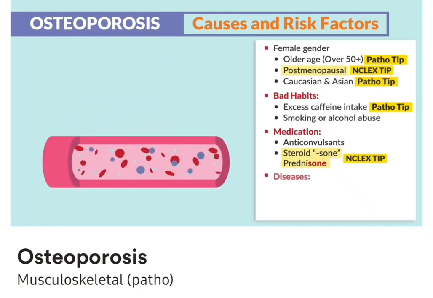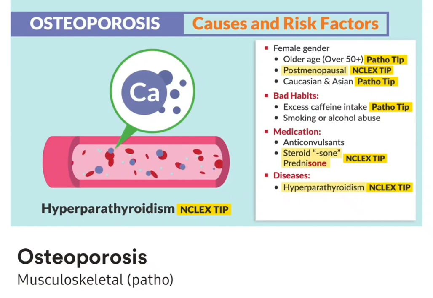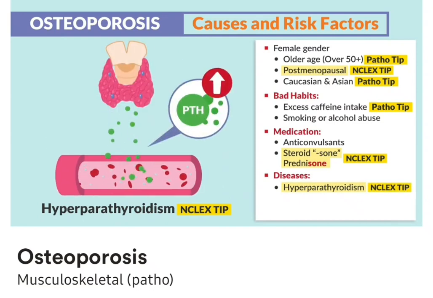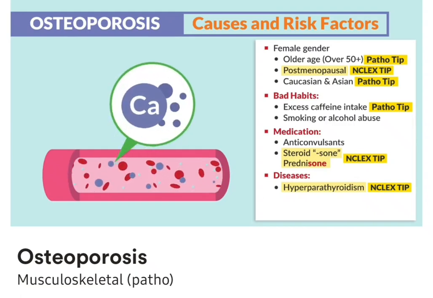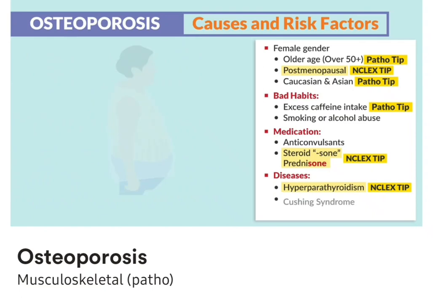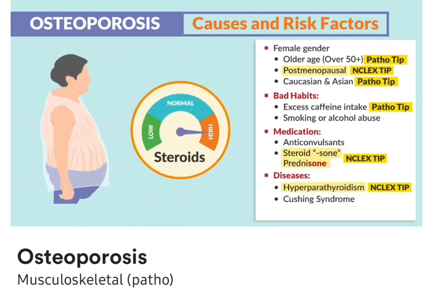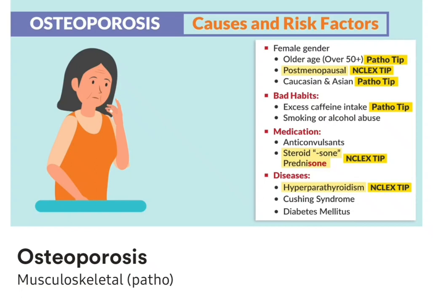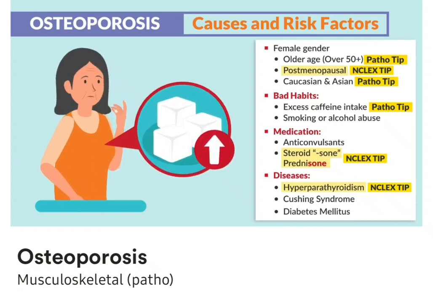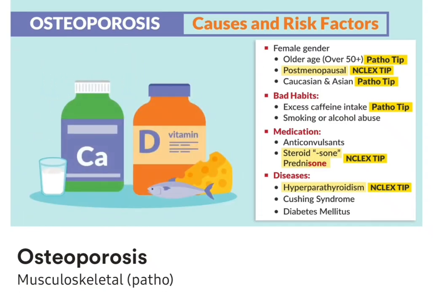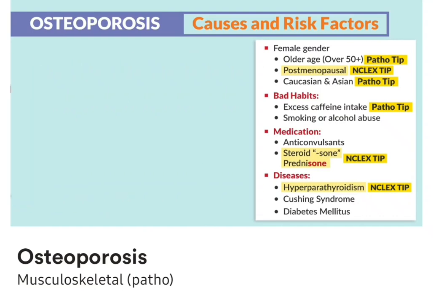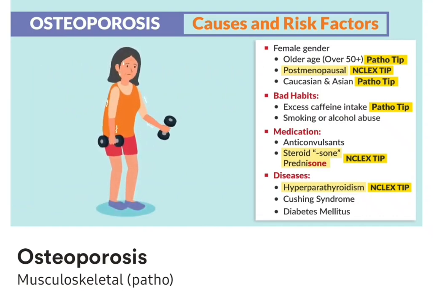Now another big NCLEX tip is for diseases like hyperparathyroidism, where we have an increase in PTH, the parathyroid hormone, which puts the calcium high in the blood. And Cushing's syndrome, we have a cushion of high steroids in the body, which decreases bone density, just like when taking prednisone. And diabetes mellitus, where we have high sugar inside the blood, as well as a thin, lean body, insufficient calcium or vitamin D intake, and lack of physical weight-bearing exercise.